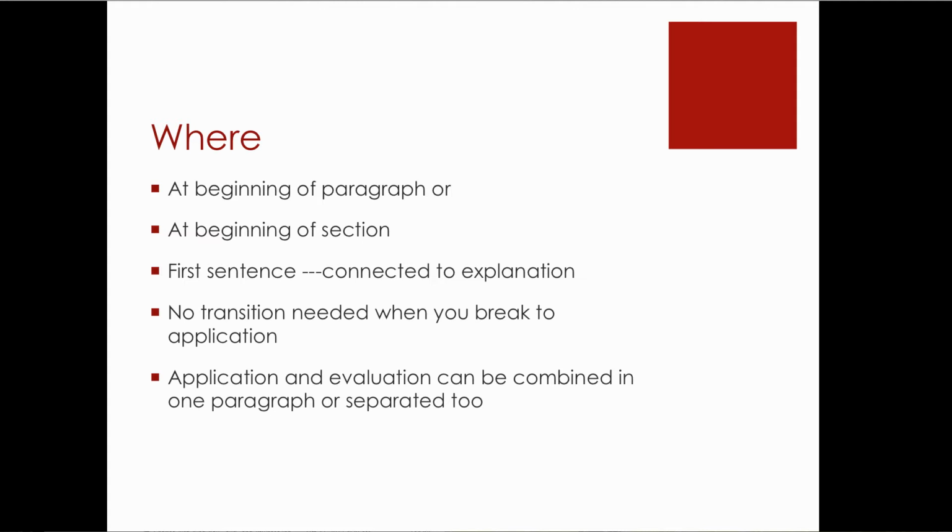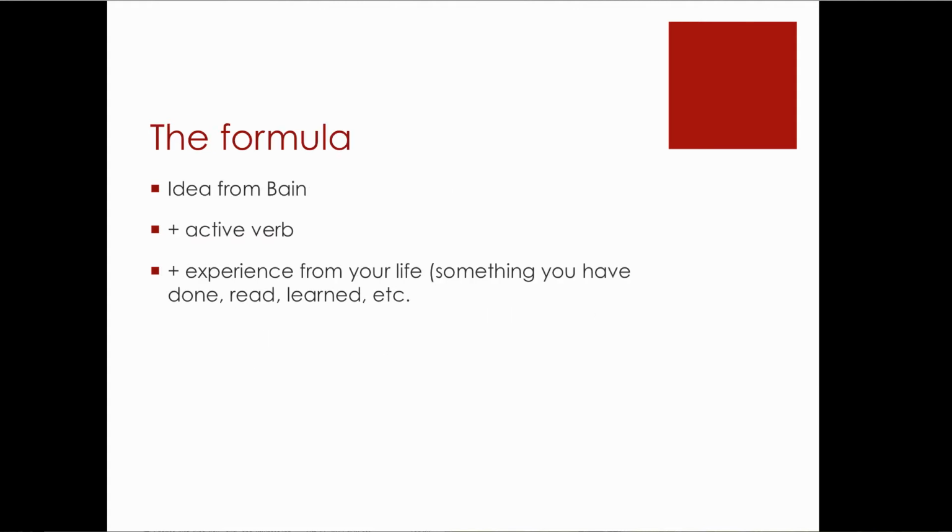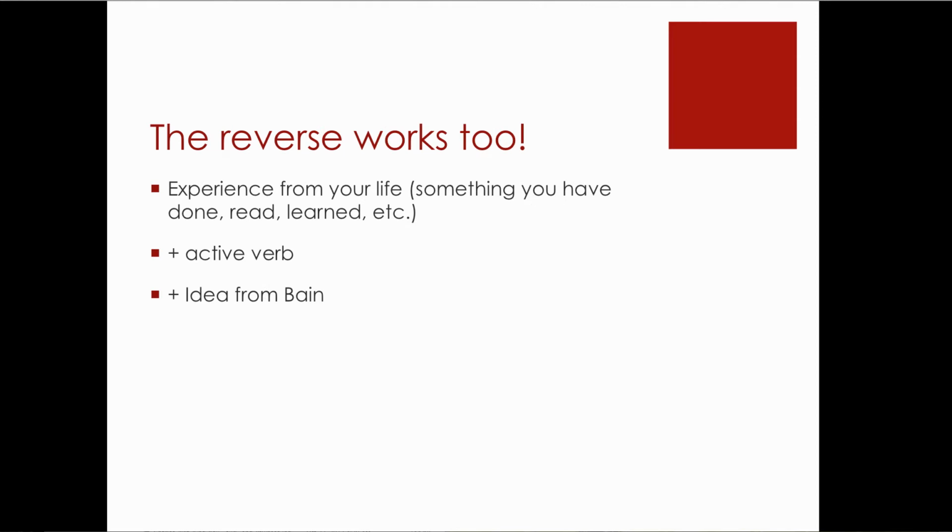By the way, application and evaluation could be their own paragraph, but they could also be separate paragraphs, depending on how deep you dig. The basic formula: idea from Bain, plus an active verb, plus experience from your life. But the reverse works just as well. I'll start with experience, bring in the active verb, and conclude with an idea from Bain.